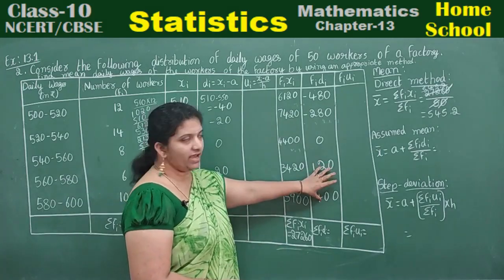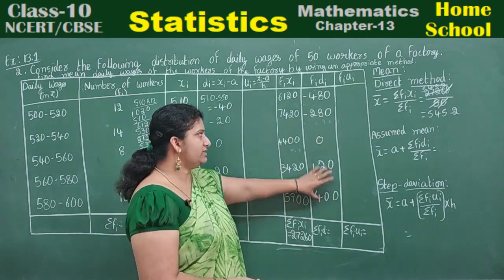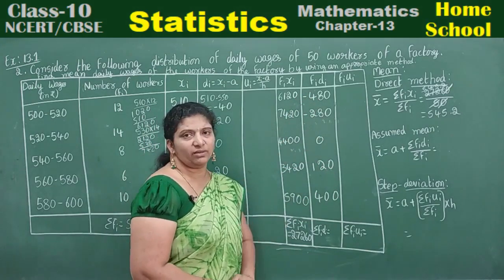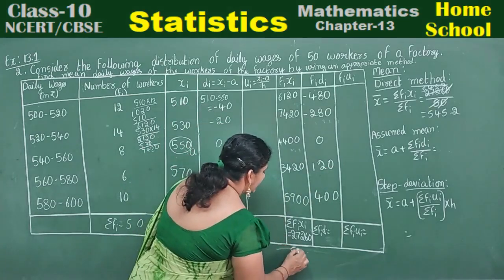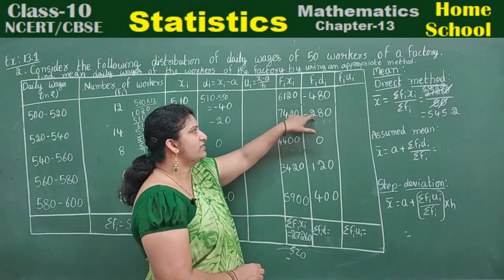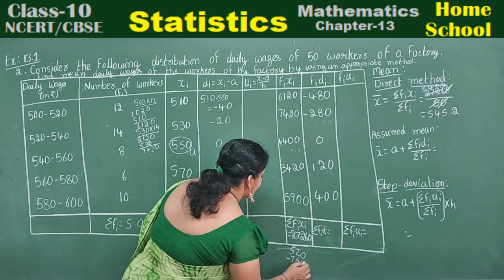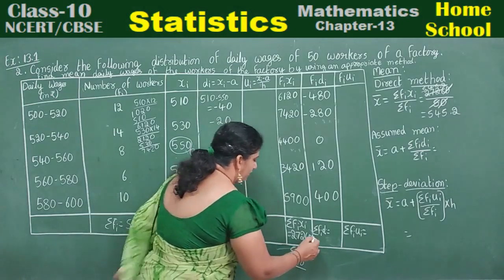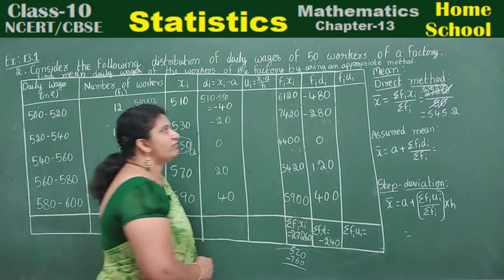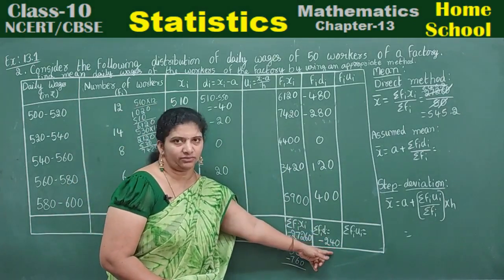Add this column. How are we going to add? First, add the positive values and add the negative values. Then from this, you subtract this. 400 plus 120, it will be 520. 520 minus 760. That will be minus 240. If you add, summation Fi Di, you are going to get minus 240.